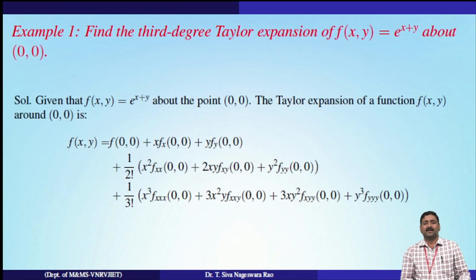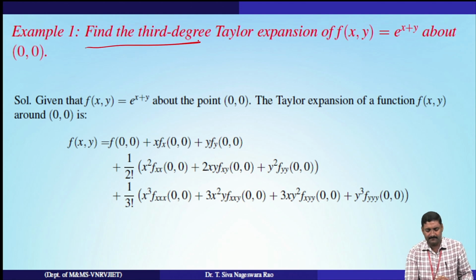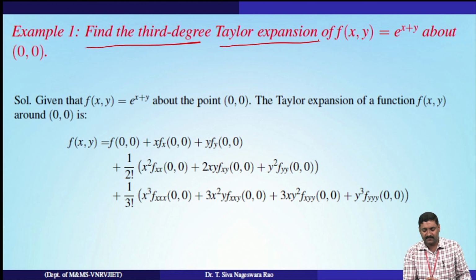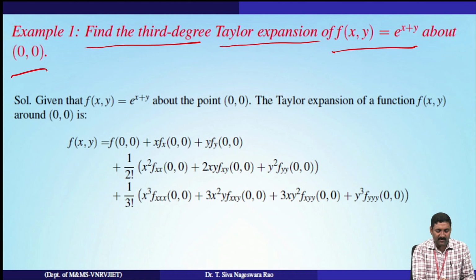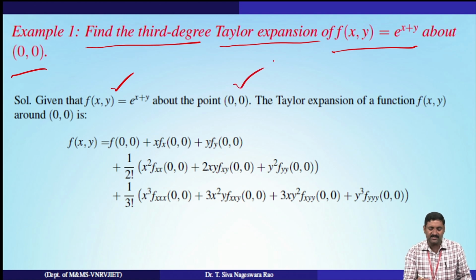Now we will see examples, solid examples. Find the third degree Taylor's expansion of the given function f of x comma y is equal to e power x plus y about the point 0 comma 0. Now what is the given function f of x comma y? E power x plus y. What is the given point? 0 comma 0. So we are going to find Maclaurin's expansion.